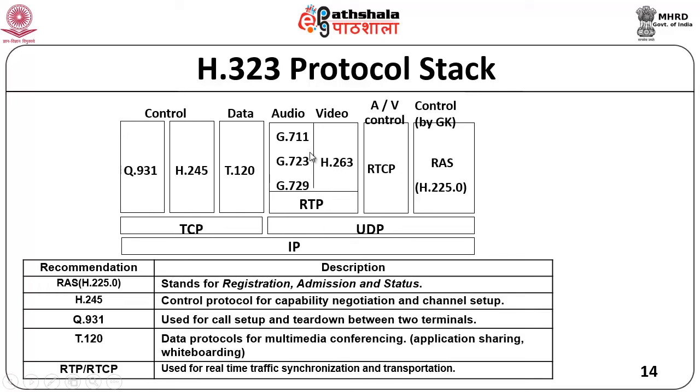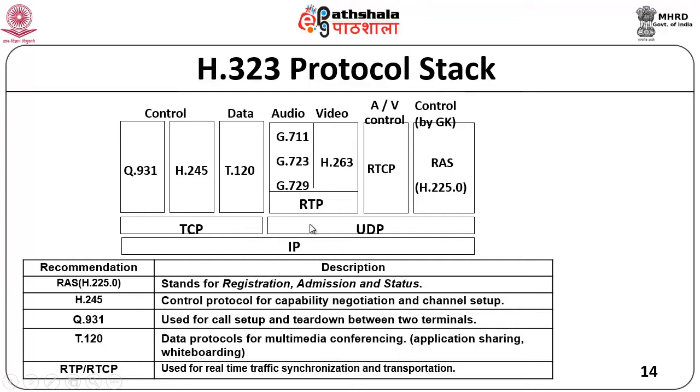And for audio and video data to be transmitted, you have different codecs that are supported. You have the H.263 codec for video, and then you have the G.711, G.723, G.729 standards which are supported for audio. These run over RTP, which runs over UDP, and they are transported through that. Then for the audio video control, you have the RTCP protocol.